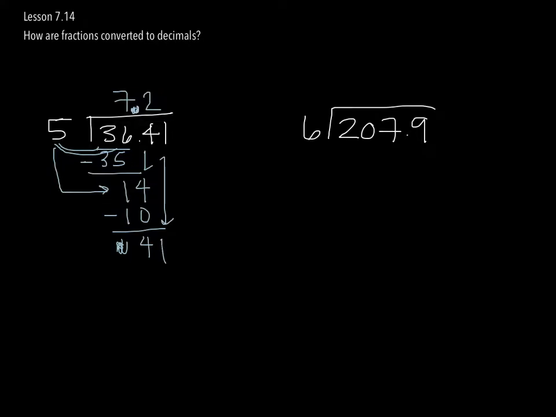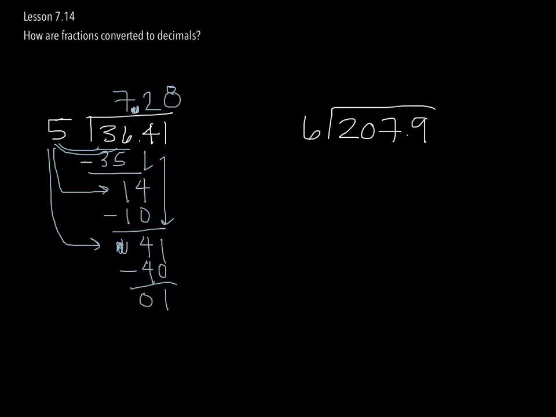Whenever we bring down the next number, we have to start again. How many 5s in 41? Well, 5, 10, 15, 20, 25, 30, 35, 40. 45 is too big. It's got to be 40. And that was 8 5s. Multiply, put answer on bottom, 40, subtract. 1. This is 0.